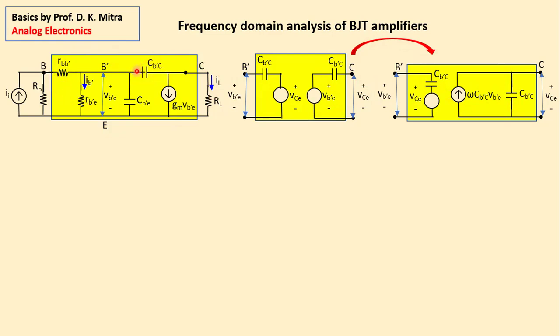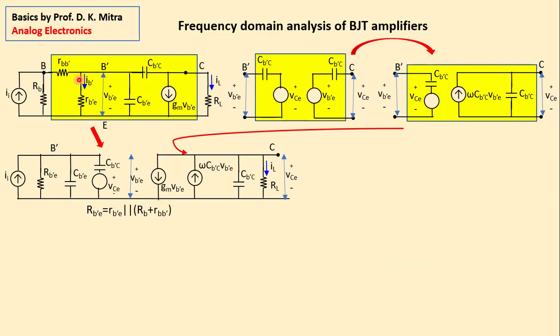Now only this part we have split into two parts here and then shifted it here. Then what do we do? Then this part we bring in here and this part we bring in here. Now look at this. There is a current source, there is an impedance, right? Then there is this capacitance C B'E here.